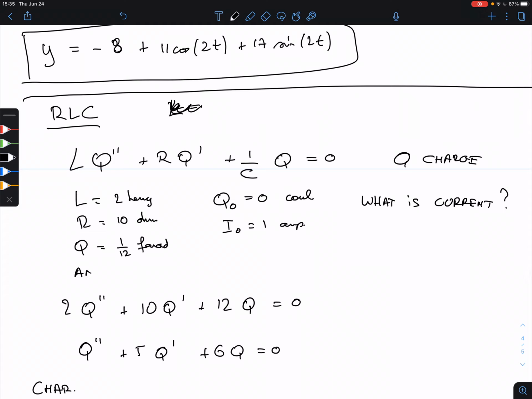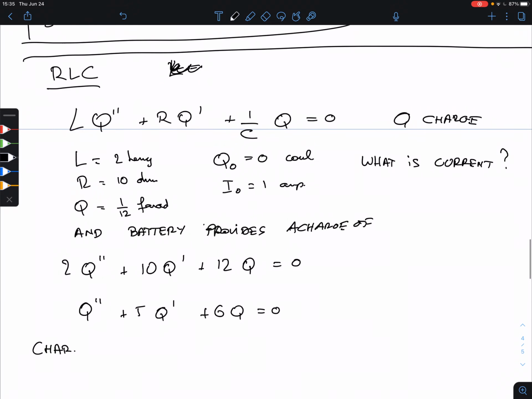And a battery provides a charge of 3e to the minus 3t Coulomb. So this was without the charge, but now with the charge, of course, this comes here, right? That's the forcing function. It's forced. Here you see a bit why it's called forcing, because we're forcing some energy, or some electricity, into that circuit.